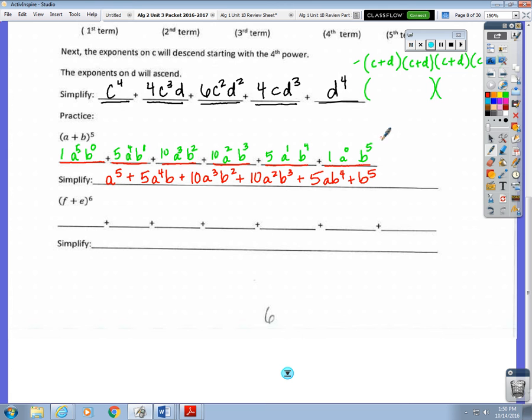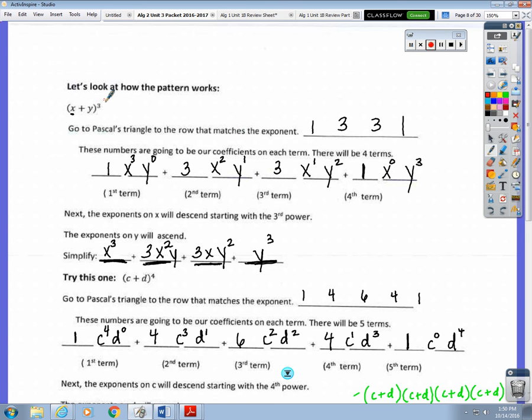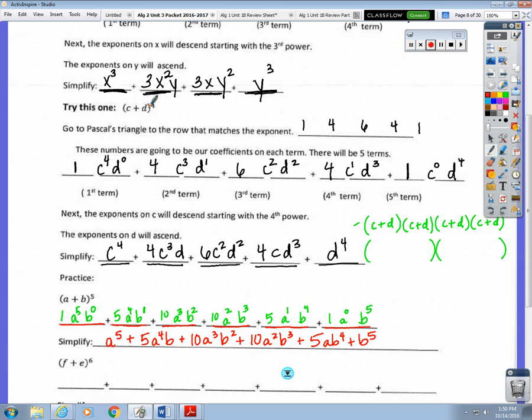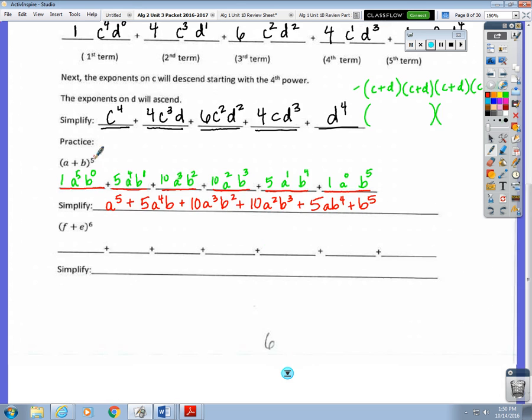Now, have y'all noticed a pattern about how many terms you end up with? Let's look back up to the first one. Whenever it was raised to the third power, we ended up with how many terms in our answer? 4. Whenever it was raised to the fourth power, we ended up with 1, 2, 3, 4, 5 terms. When it was raised to the fifth power, we ended up with 1, 2, 3, 4, 5, 6 terms. So how many terms do you think you're going to end up with when it's raised to the sixth power? 7. You always end up with one extra term over the exponent's number.